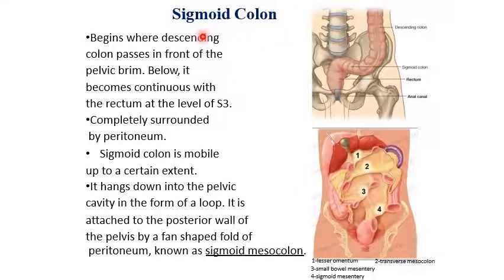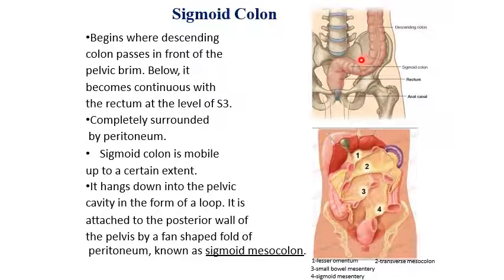Sigmoid colon: it begins where the descending colon passes in front of the pelvic brim. So here there is a beginning of sigmoid colon, and below it is continuous with the rectum. This is rectum, and at the vertebral level S3 it is becoming continuous with rectum. And sigmoid colon is completely surrounded with peritoneum. That is why it is mobile up to a certain extent.